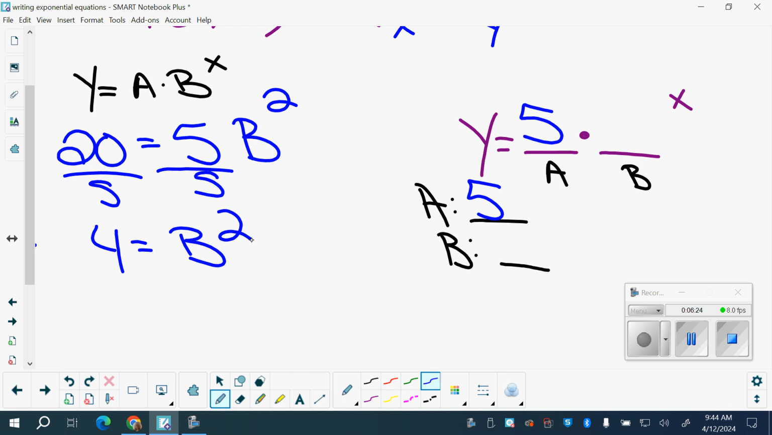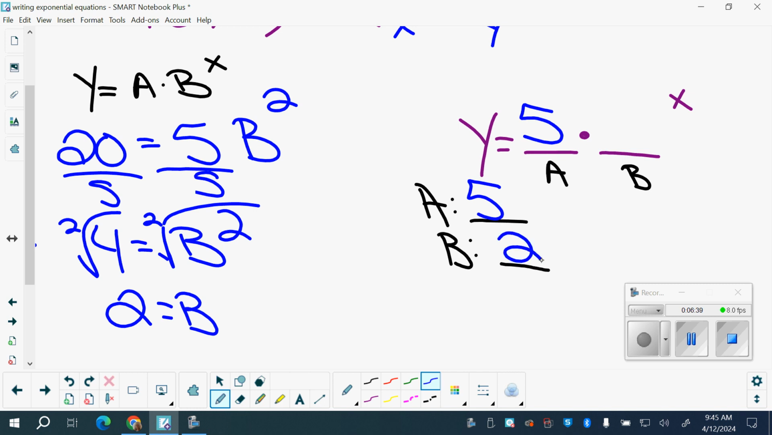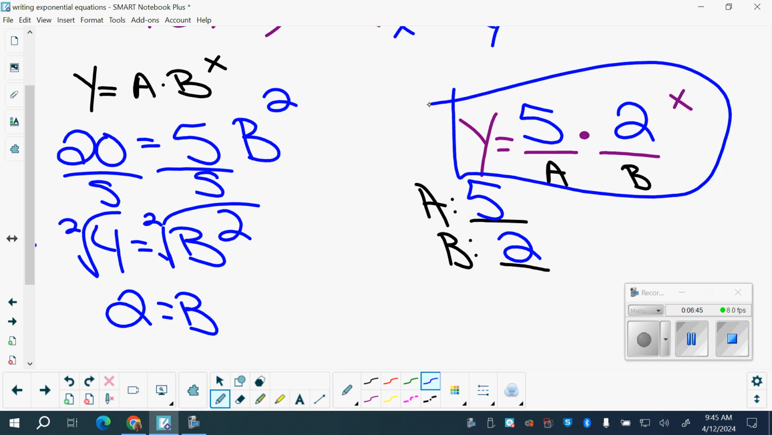And my friend Mosen knew the next thing to do. I want to get B by itself, so we square rooted both sides. Boom, 2 equals B. My final answer to get 100% is 5 times 2 to the X. That's my equation. I don't need this anymore. That's it. How does that look? Is that easy?